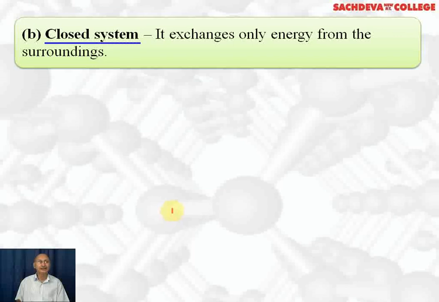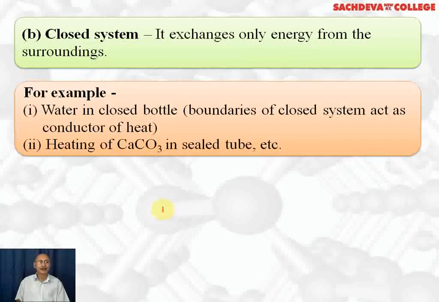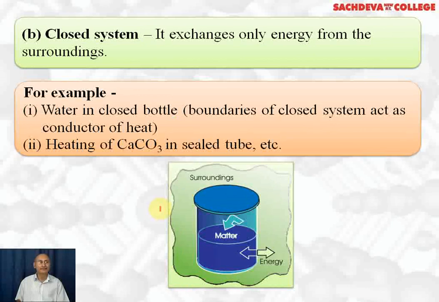Next, we are taking the closed system. A closed system can exchange only energy with the surroundings but not matter. For example, if water is in a closed bottle, the boundaries of the closed system act as a conductor of heat. That is, heat can be exchanged with the surroundings but matter remains inside only. If we heat calcium carbonate in a sealed tube, the carbon dioxide formed cannot escape into the surroundings. But whatever heat is exchanged with the surroundings will change the temperature.